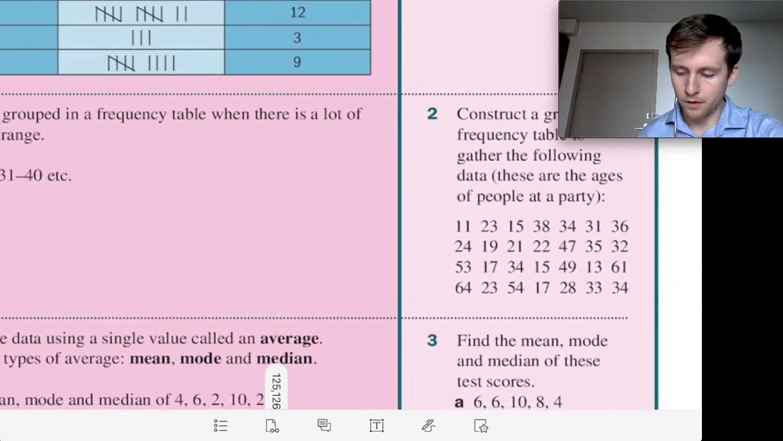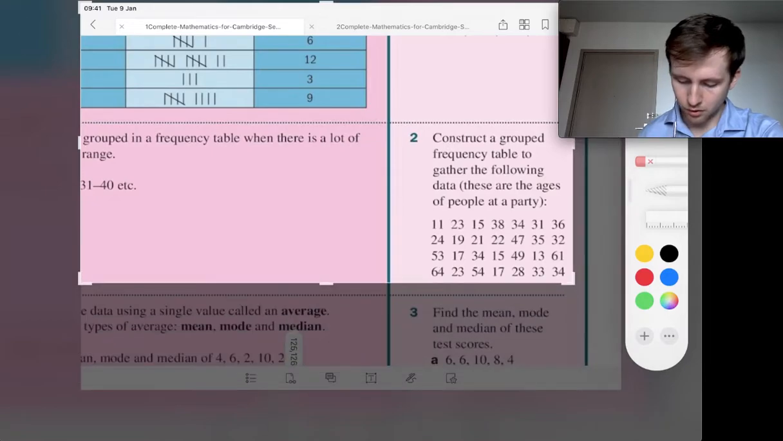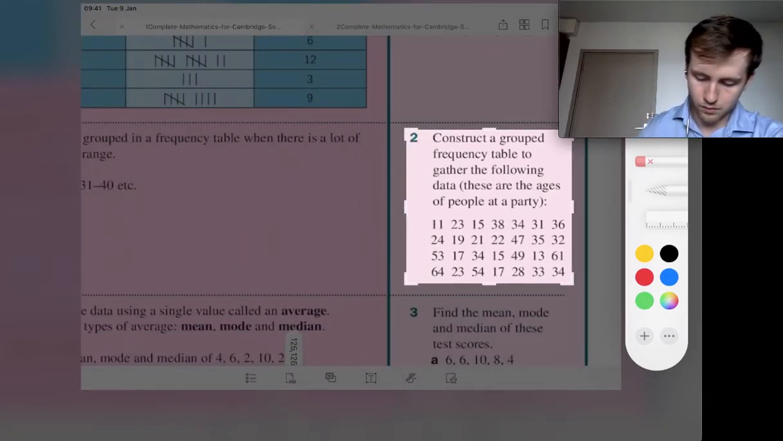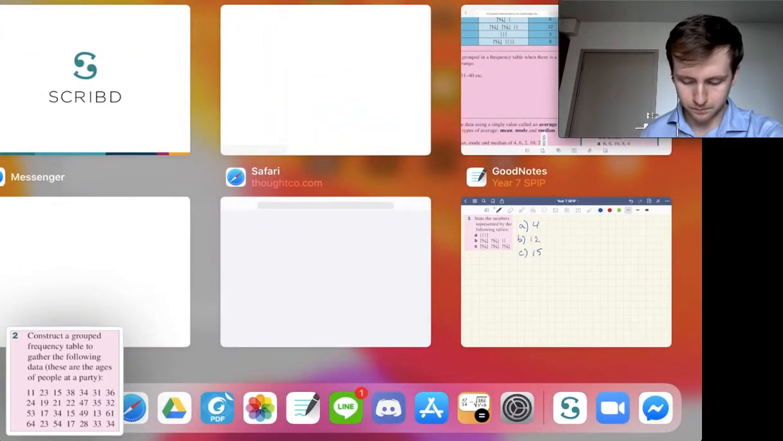Next we have a grouped frequency table. So we have to construct a grouped frequency table for people at a party.